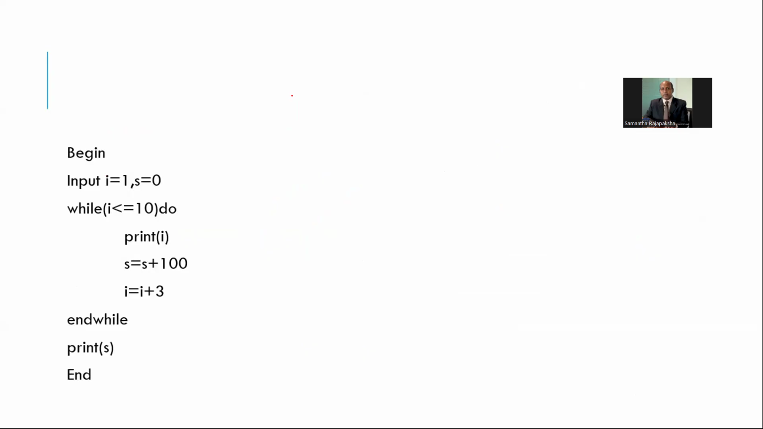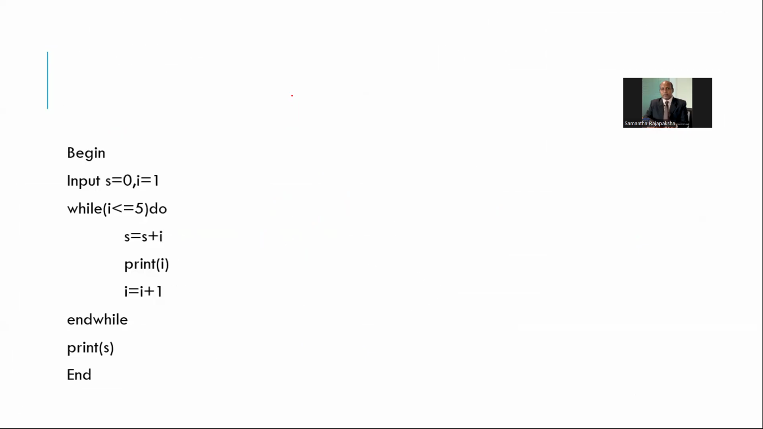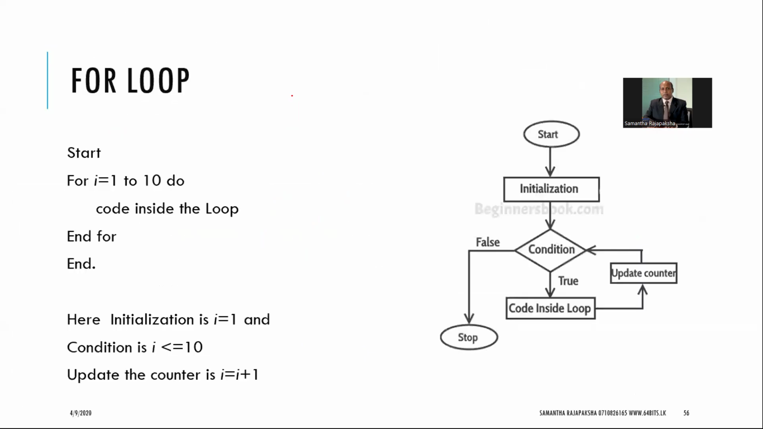So I have a few more examples. I will share them for you to study for the while loop. Then we want to come to the for loop. Remember, for the for loop also, the flowchart is actually the same, but the way you write the loop is different, where we write the starting value and the end value. We'll take one example.